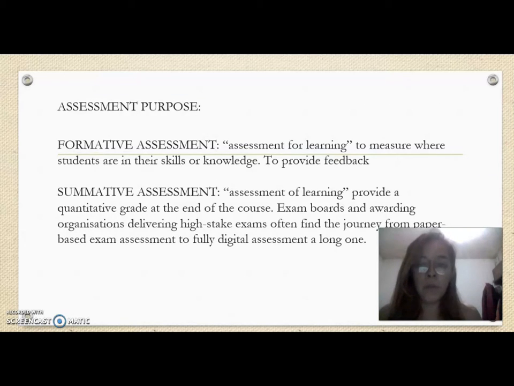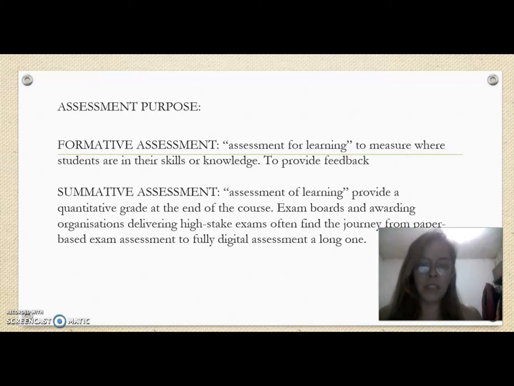Then the assessment purpose, there are two kinds of purposes. The first one is formative assessment, also known as assessment for learning. It is to measure where students are in their skills or knowledge. And also when you are using formative assessment, you can provide feedback to reinforce the information that your students didn't understand.